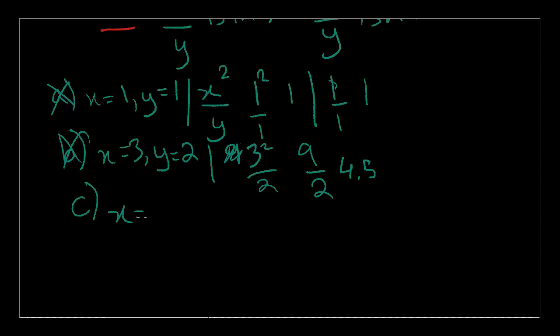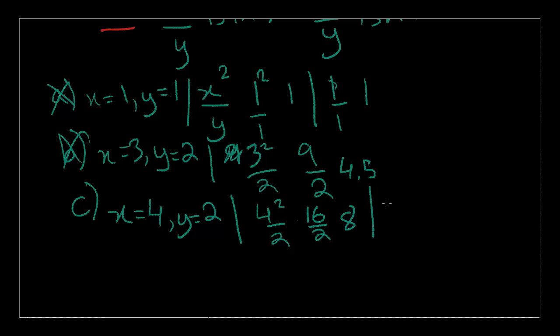It has x equal to 4 and y equal to 2. If you do this, 4 squared divided by 2, which is equal to 16 divided by 2, which is equal to 8. It is an integer. Now, the next part of the problem is x divided by y. 4 divided by 2 is 2, and that's an integer. So this is wrong. So our answer is going to be either D or E.